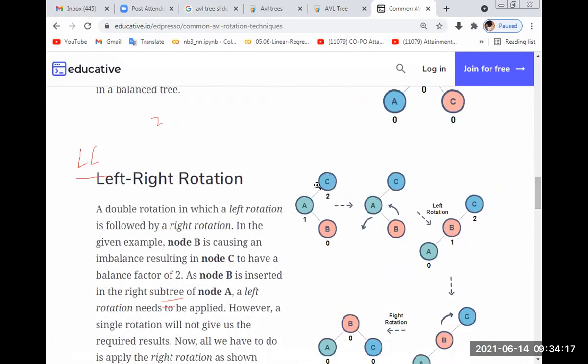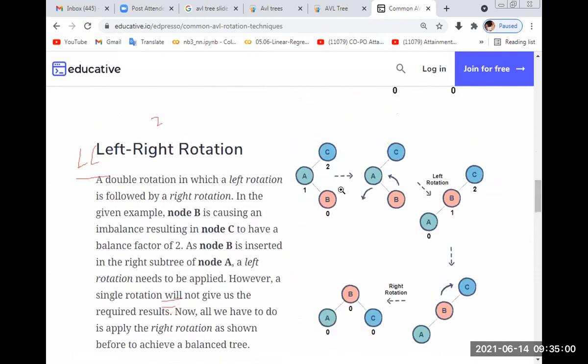Next, see left right rotation. See here there is a problem at left and right. So left and right means the height is 2. How can we perform this? See, first you have to perform rotation between these two. So just rotate it. After rotation B comes here, A here. You just perform left rotation. After performing left rotation, B comes here and A comes here. Then this is the left side problem, you have to perform right rotation.